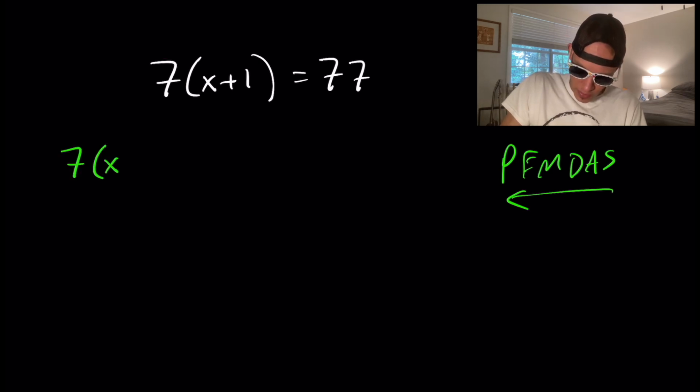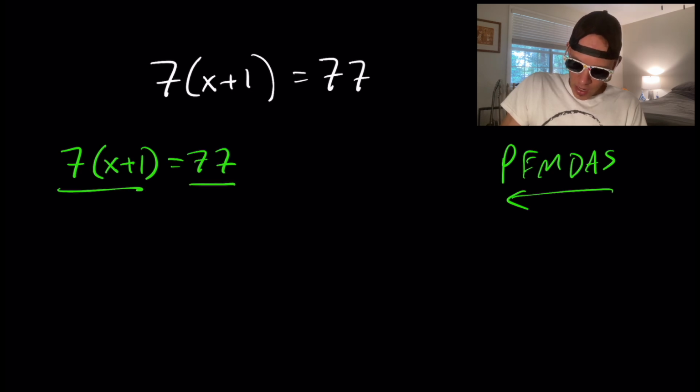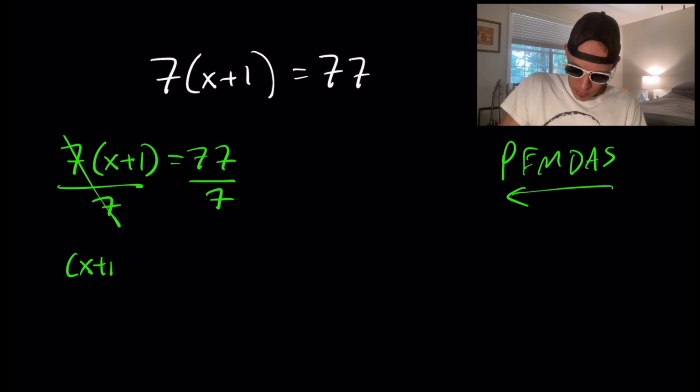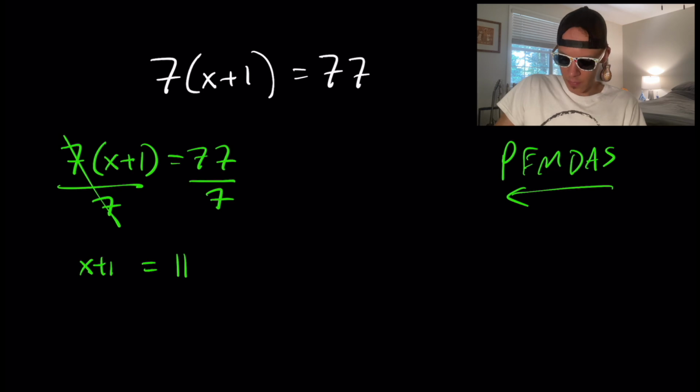So I'm going to undo that multiplication. So I'll rewrite it over here. 7 times (x + 1) equals 77. So I'm going to undo that times 7 by dividing both sides by 7. So those will cancel out, and I'll be left with x plus 1 is equal to 77 over 7, which is 11. And remember, at this point, I can just take away those parentheses. I don't need them because there's nothing going on outside of them.